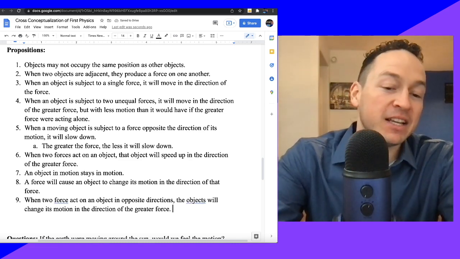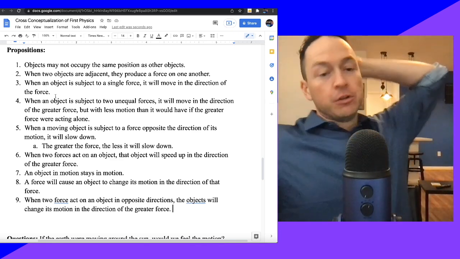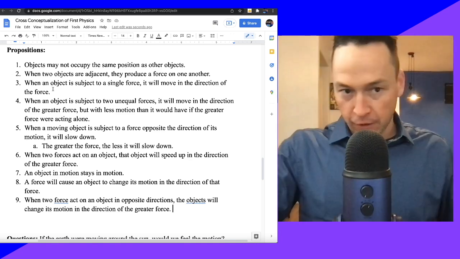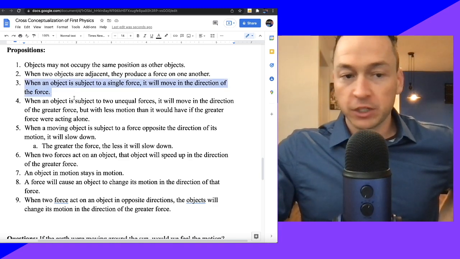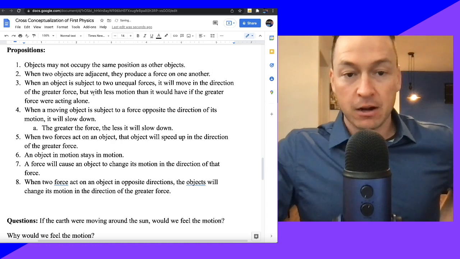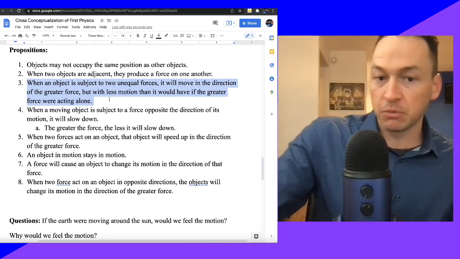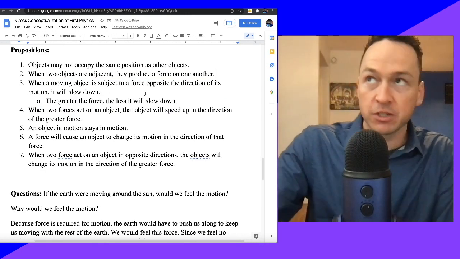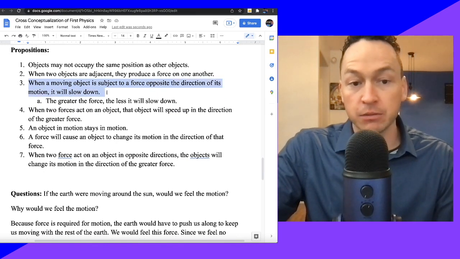I'm arriving at that way too quickly, but you can kind of just imagine me doing this for another 9 hours, and maybe the same kind of thing for another 9 hours, clarifying my concepts and getting to this point. When an object is subject to a single force, no, we already covered that, but in better detail using change in motion. When an object is subject to two unequal forces, it will move in the direction of the greater force, but with less. We already covered this, but like Galileo's going to say, we need to talk about this in terms of speeding up and slowing down. When a moving object is subject to a force opposite the direction of its motion, it will slow down.